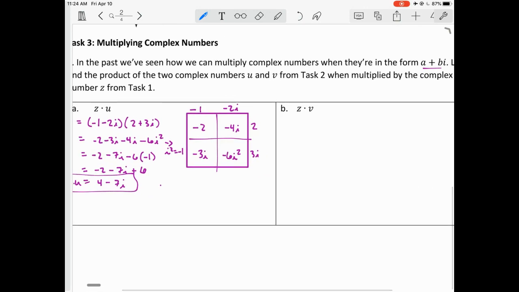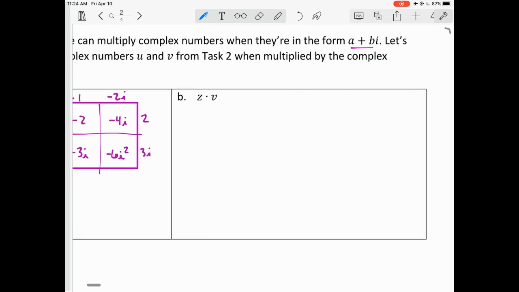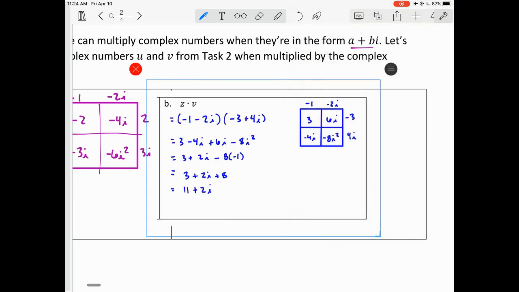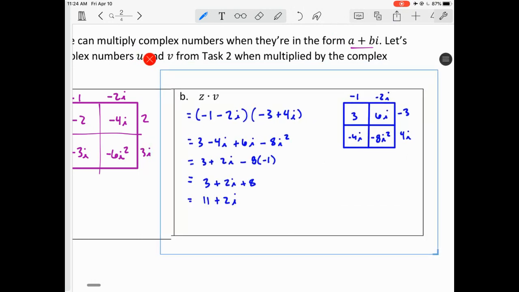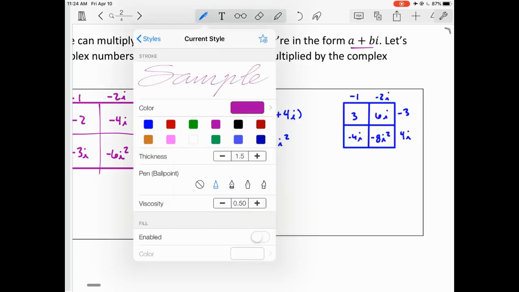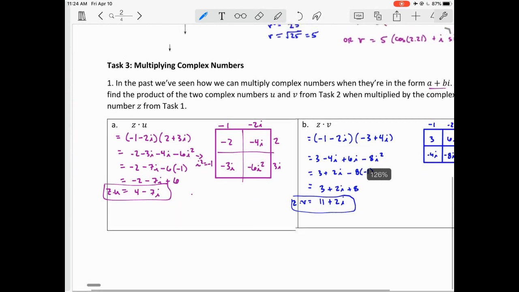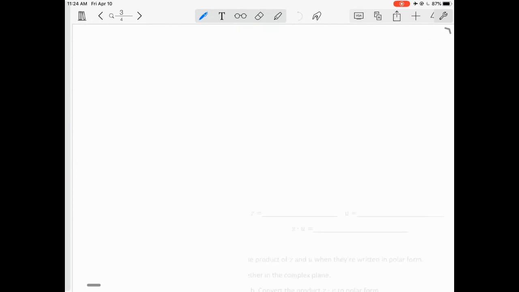So take a second, do this for z times v, pause the video, and then I'll share the answer with you. All right, now that you paused the video and done that on your own, what you should end up with when you multiply z times v is 11 plus 2i. That's what we get when we multiply z times v. All right, so let's take these ideas and do something with it on the next page.